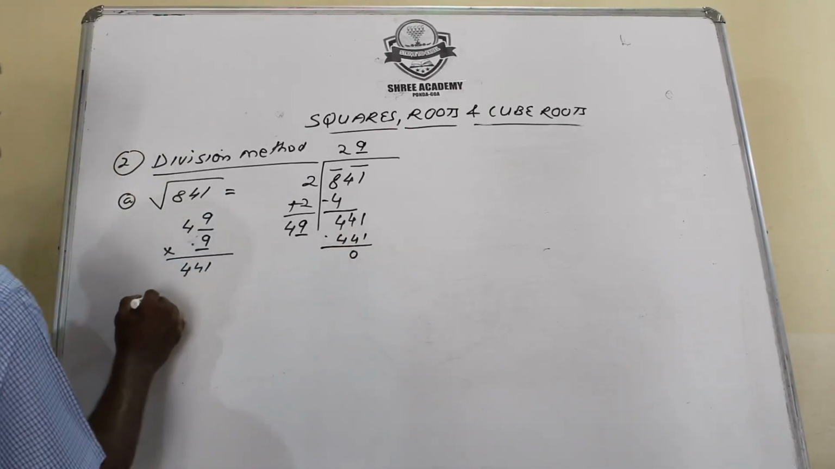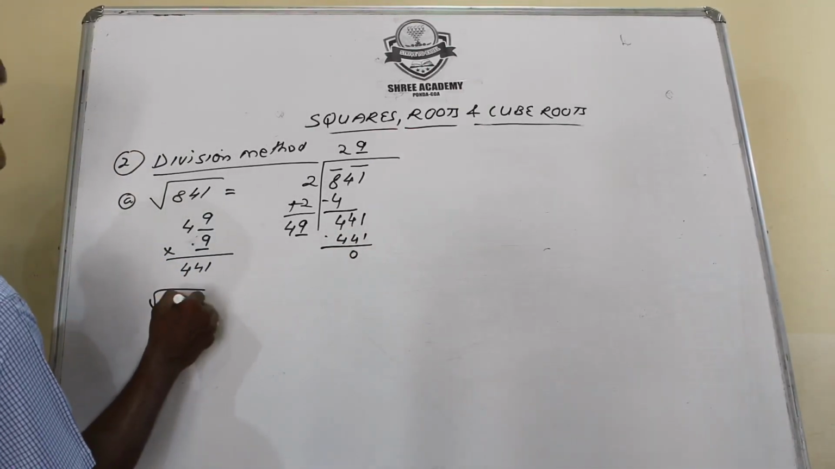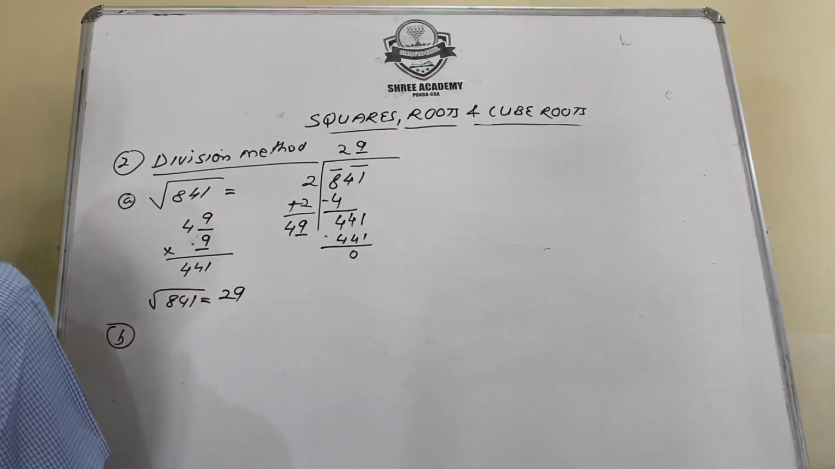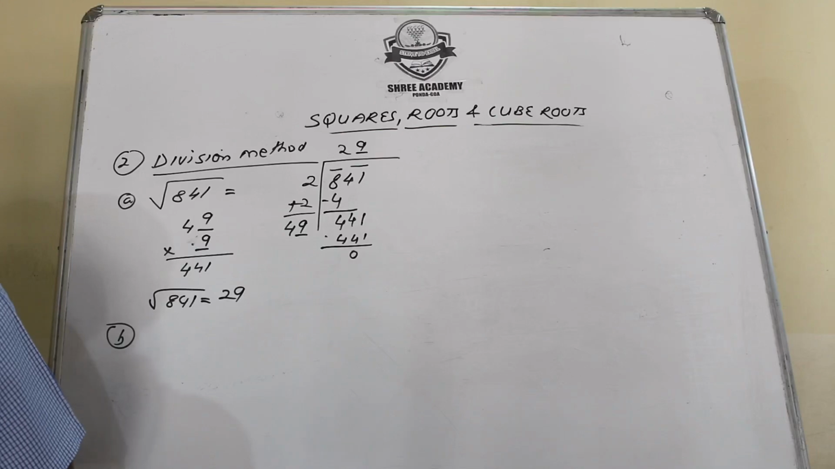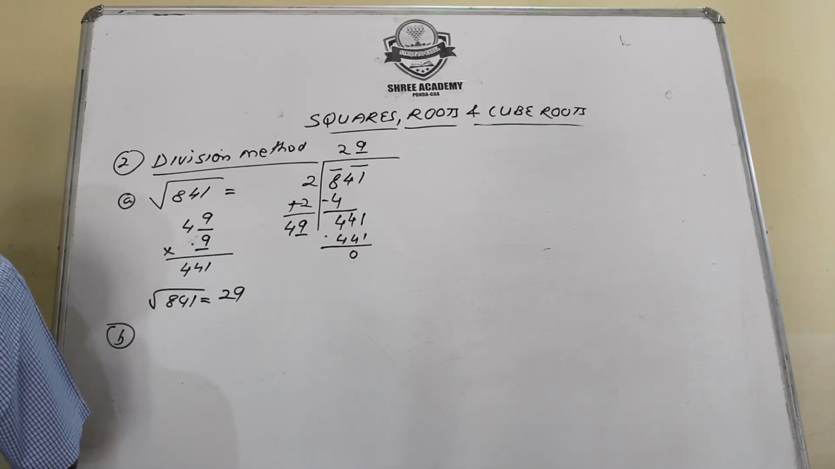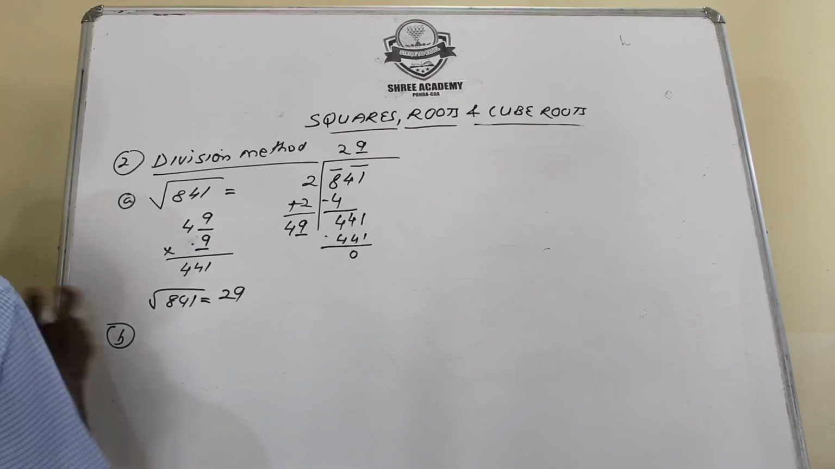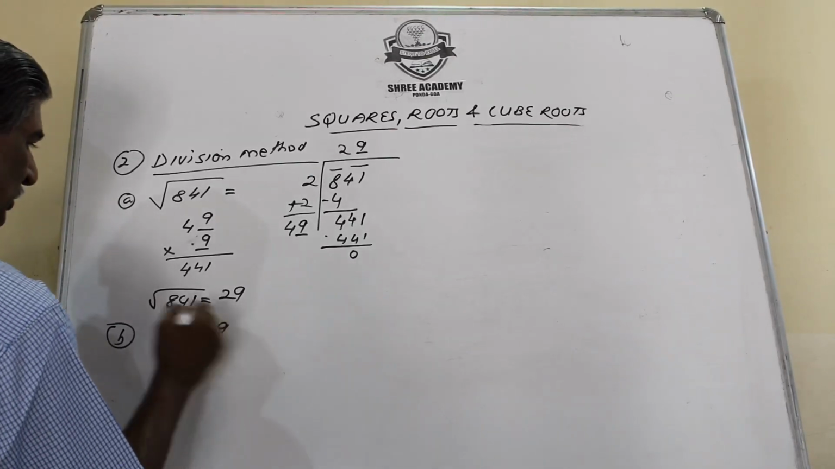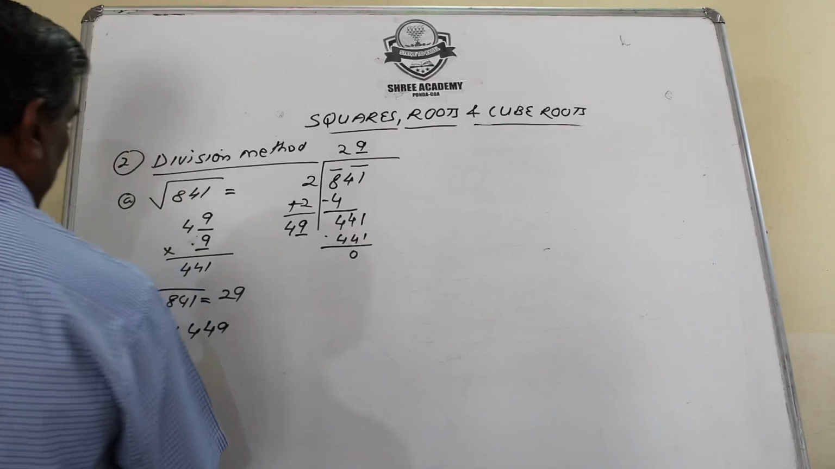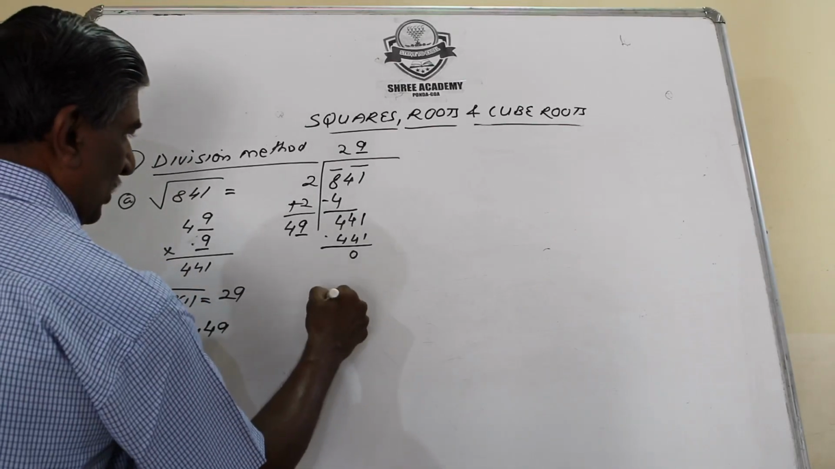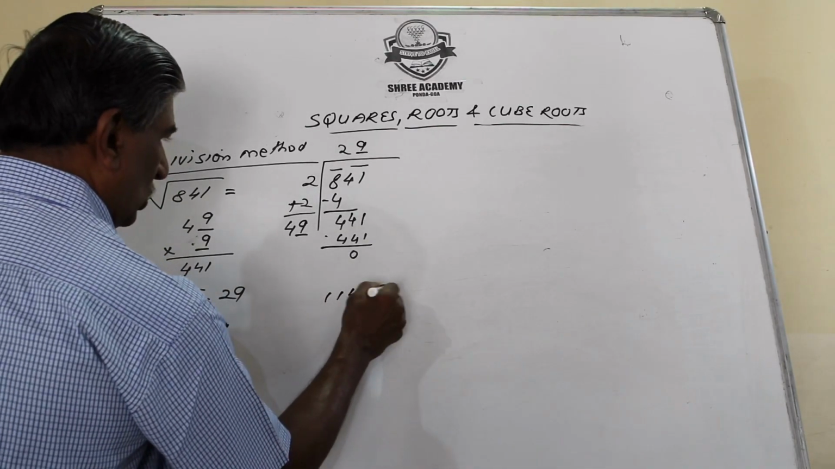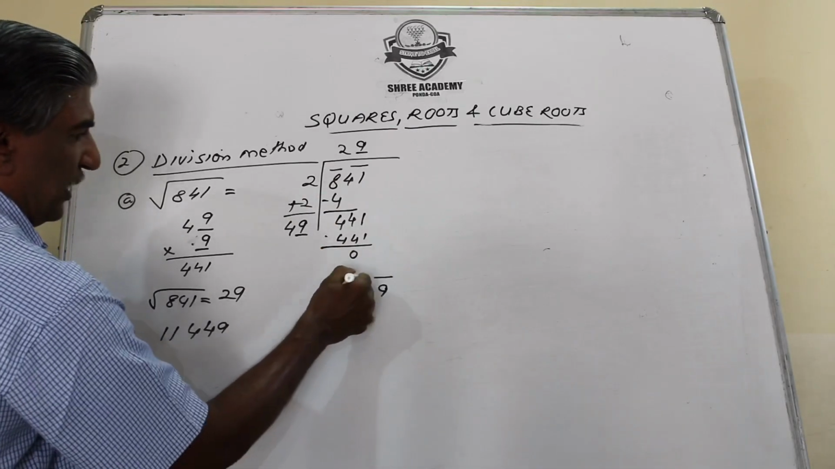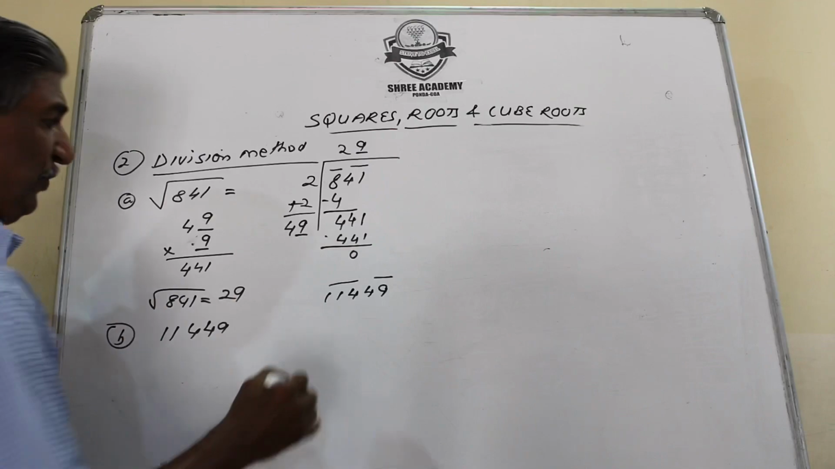So the square root of 841 is 29. We will take a little bigger number, say 11,449. So how to do this? We will go with the same logic, starting from the right-hand side. Put a bar on 49, and here you can directly put a bar on 114.